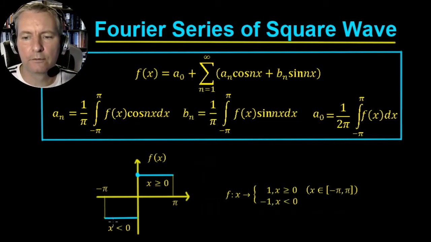So let's look at the function here. The function is just a little square wave. It's only defined between minus pi and pi. Whenever x is greater than or equal to 0, the value of it is going to be 1, and whenever x is less than 0, the value will be minus 1, and that's just written there.